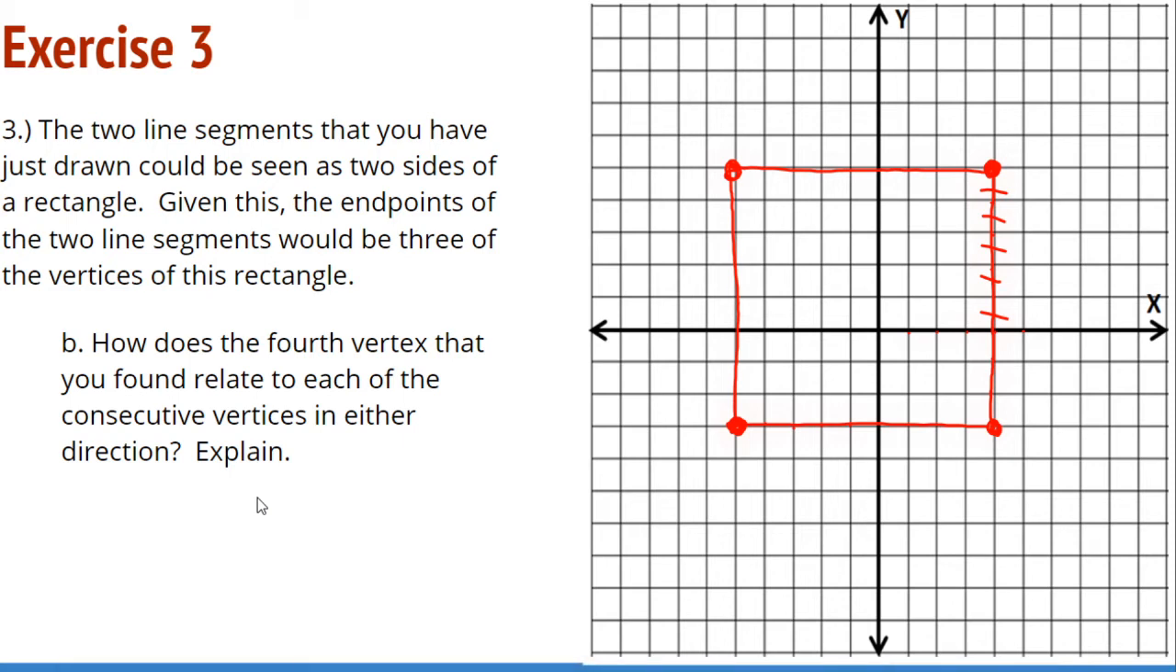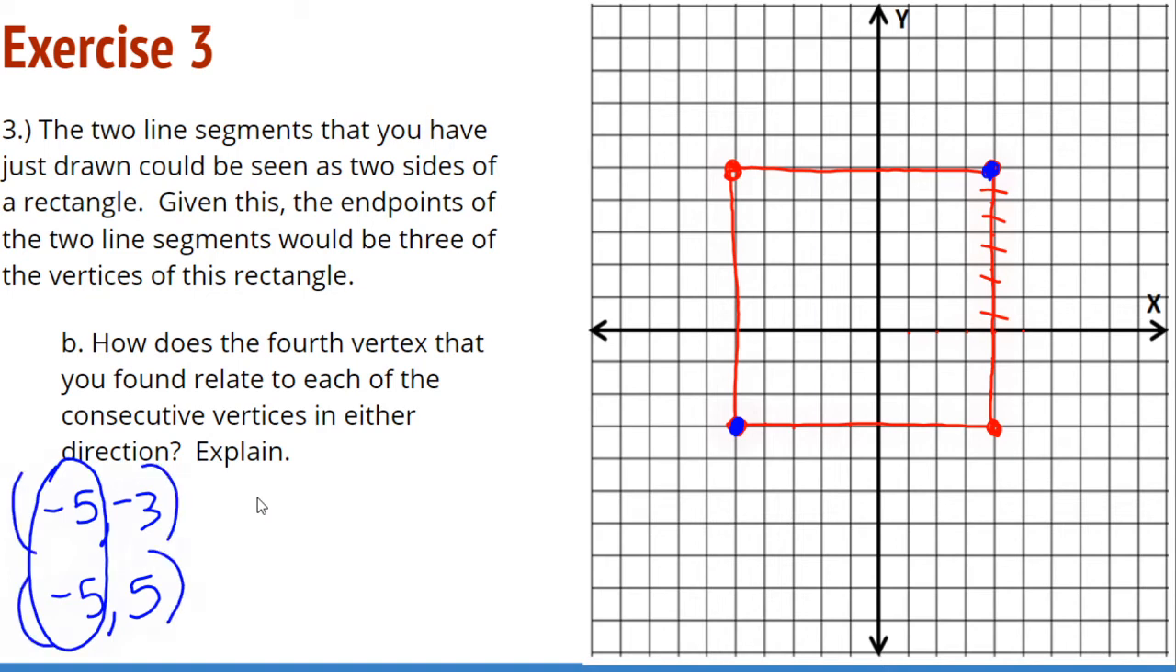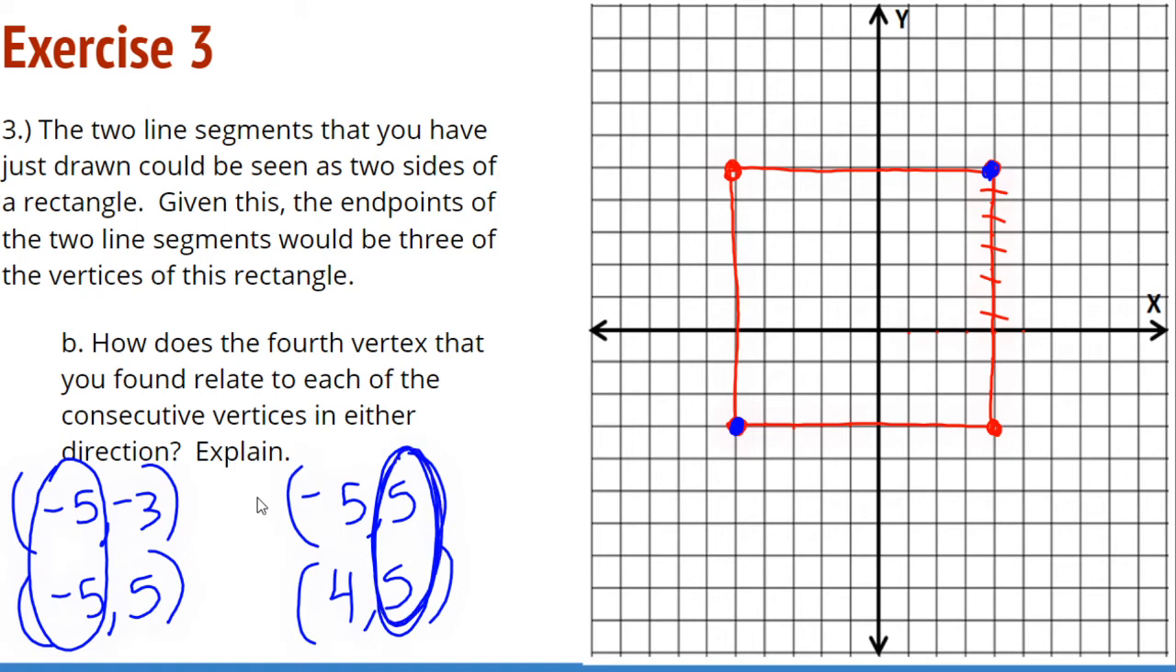So how does the fourth vertex that you found relate to each of the other consecutive vertices in either direction? So how does it relate to this vertex and this vertex? Which is a fantastic question. Well, it shares the same first coordinate as -5, -3. So I had -5, -3, and this is at -5 and 5, so they're sharing the same x coordinate, and it's sharing the same y coordinate, -5, 5, and 4, 5, sharing the same y coordinate. So amazing little things that I can see by observing, by opening my eyes.